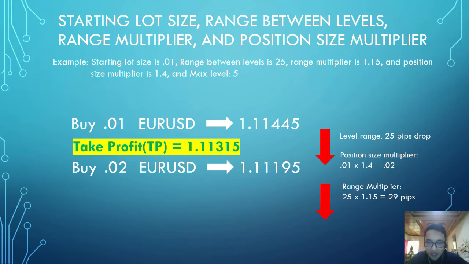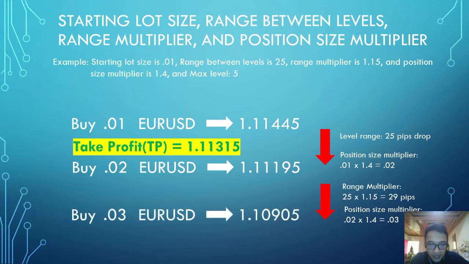So the more it is in drawdown, the higher the distance between trades, which is much safer, because at times when we are in drawdown, we don't want a lot of trades in between. Then the position size multiplier: 0.02 times 1.4, that's 0.03 rounded off. So here it's going to buy 0.03, 29 pips lower than the previous price.